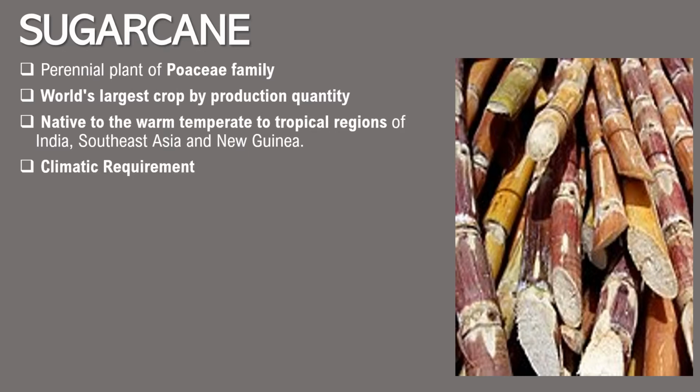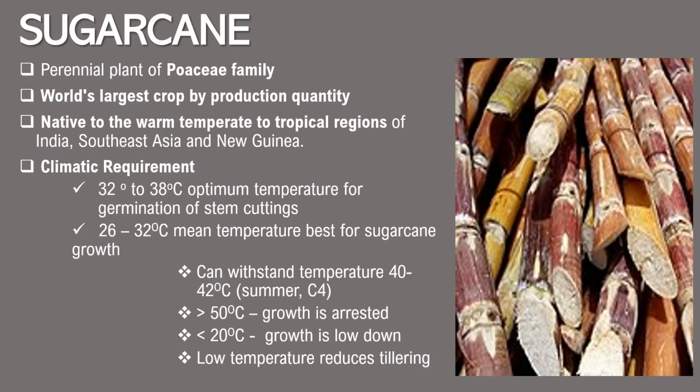For the climatic requirement, the optimum mean temperature for sugarcane growth is 26 to 32 degrees centigrade. The optimum temperature for germination of stem cuttings is 32 to 38 degrees centigrade. This crop could also withstand higher temperatures, up to 40 degrees centigrade, especially during summer. This is because the crop is a C4 plant. However, the growth will be arrested if it is subjected to temperatures higher than 50 degrees centigrade. Similarly, growth is slowed down and tillering is reduced when exposed to temperatures lower than 20 degrees centigrade.